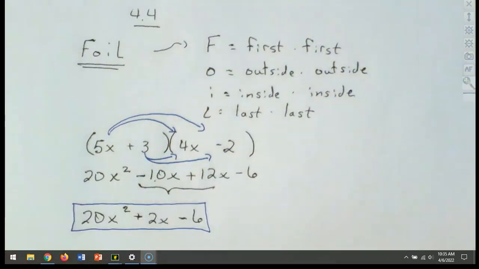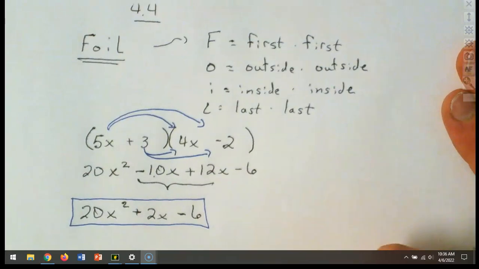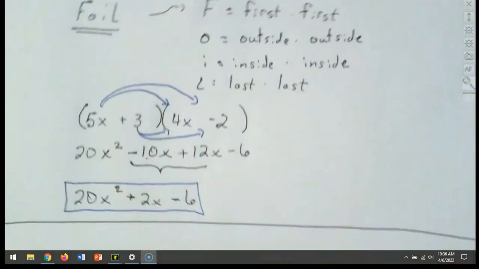Okay. How do we know we're done? We can't combine these together because they're all different. That's an x squared, that one's an x, and that was just a number, so they can't go together. Let's do some more foiling here.